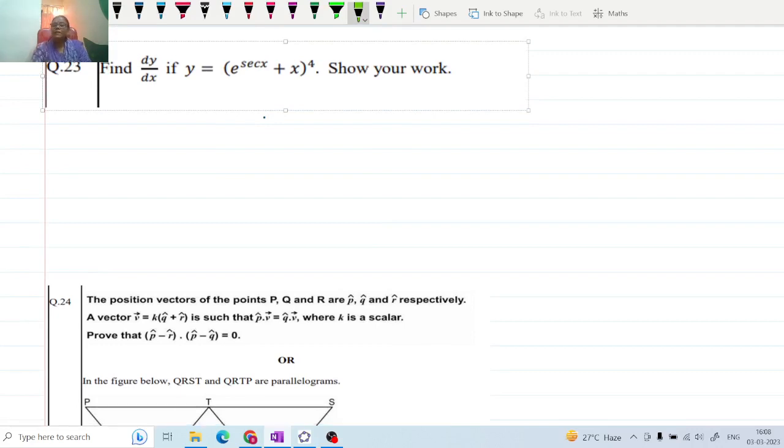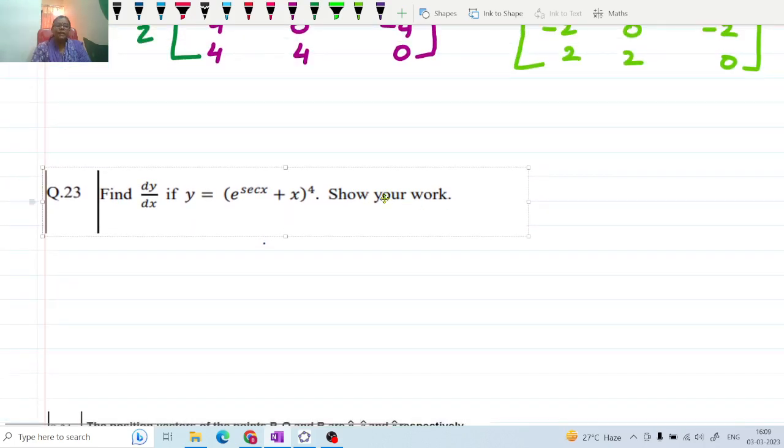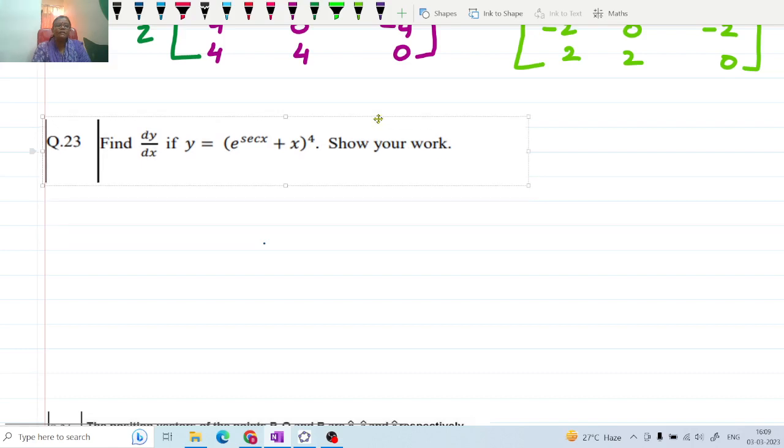Okay? Now next is the 23rd question. If you read it, you will find that it's a question for finding the derivative. Now in the derivative, the expression that is given is a very simple expression.